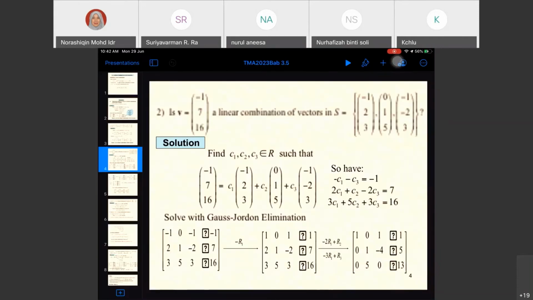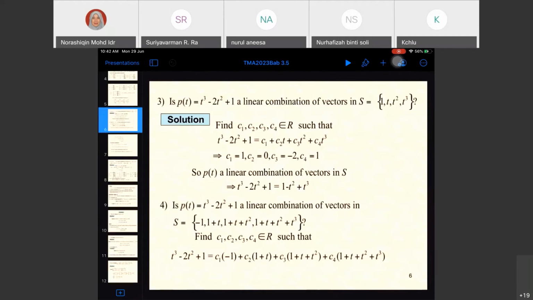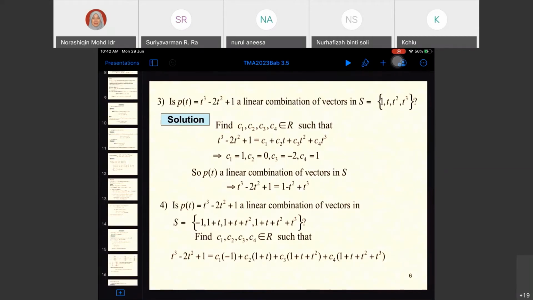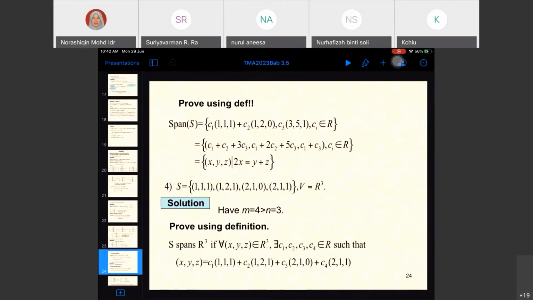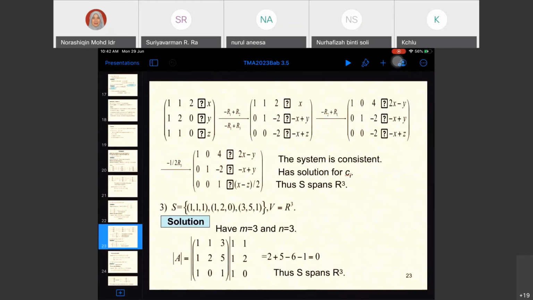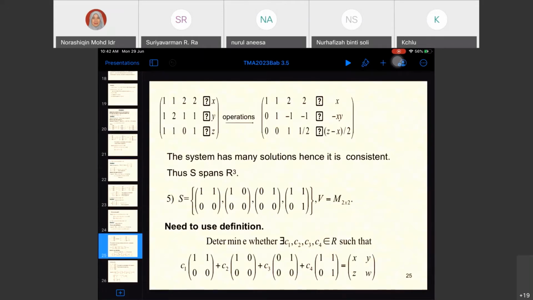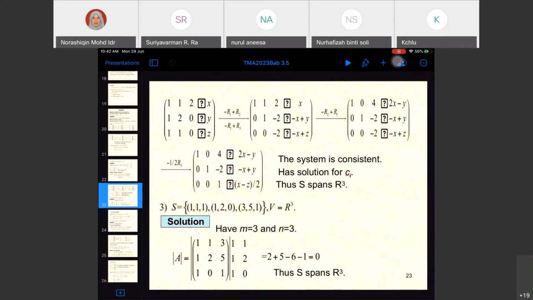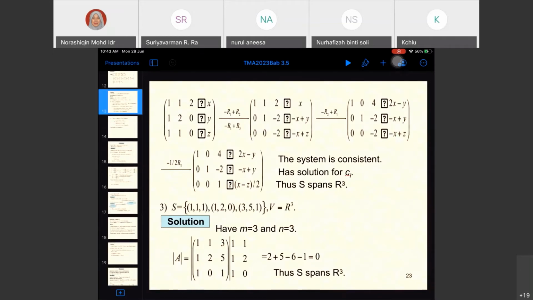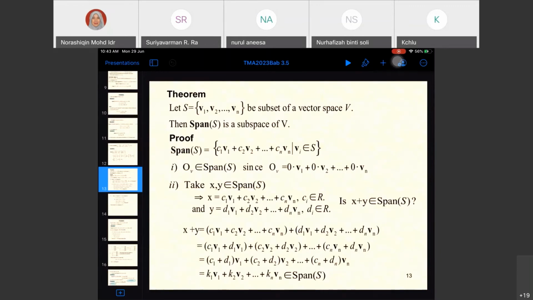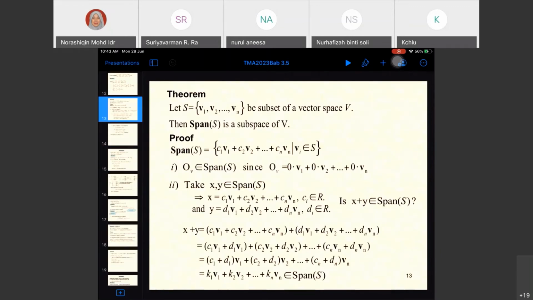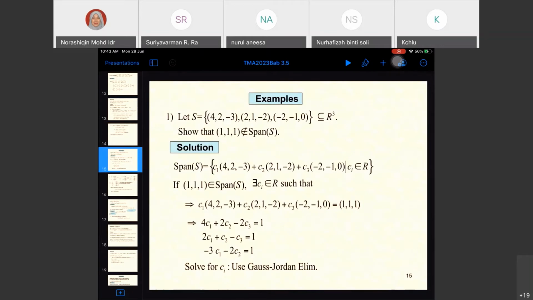Where are we? Page number 10. Up some more, doctor. Up. Page number 10. Here. Yeah. Okay. Down a bit more. Yeah. Right, there's one, right? Yes.